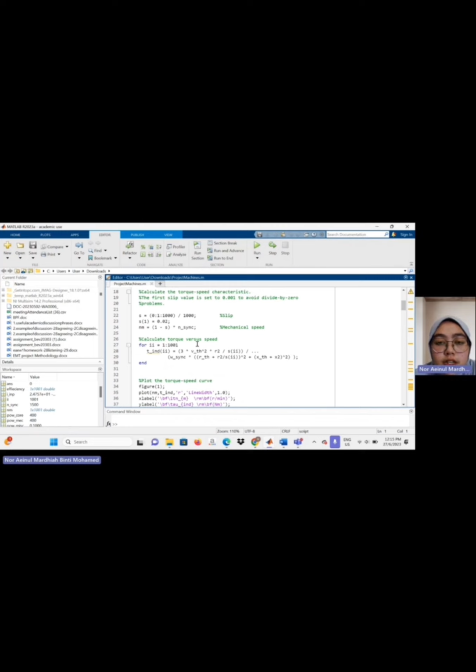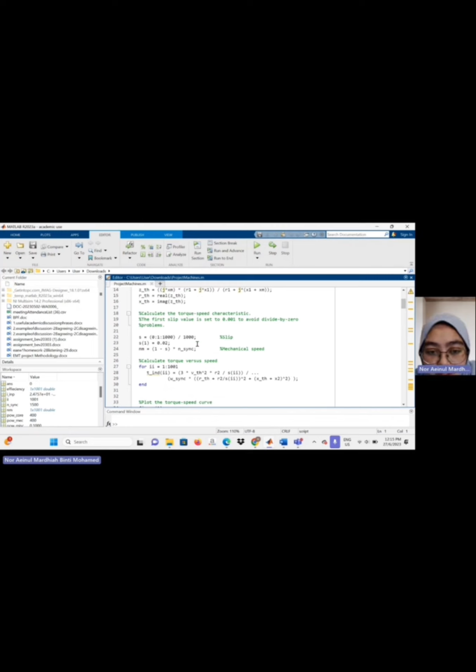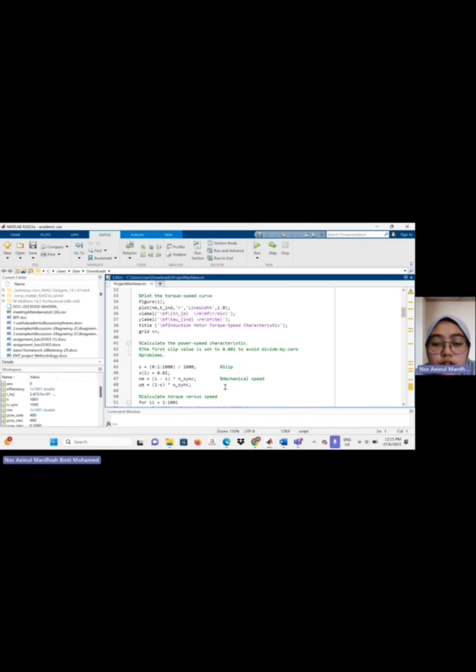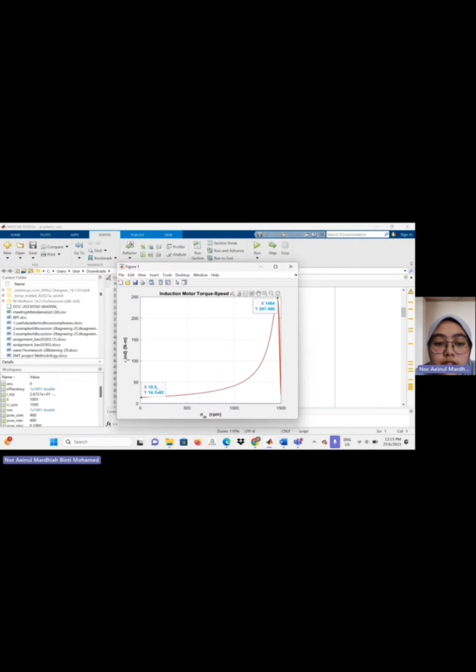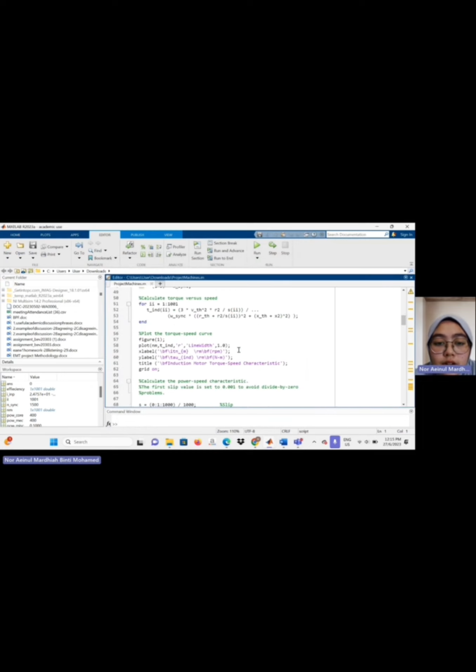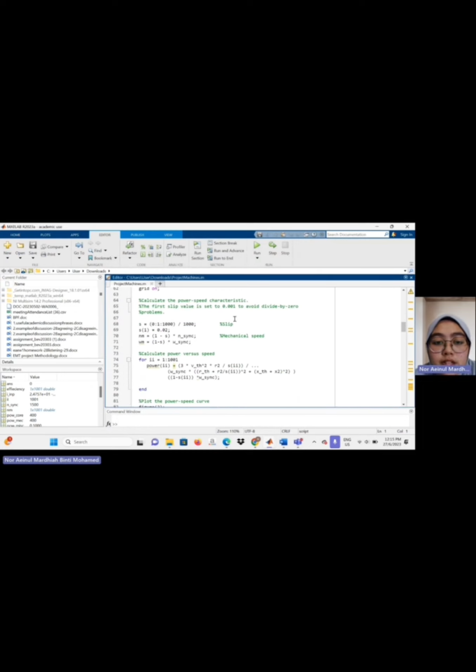So first, we need to plot the graph, which is the torque speed characteristic. Our slip is 0.02. So this is the instruction we use. The graph we got looks like this, where this is the starting point and this is the maximum point.